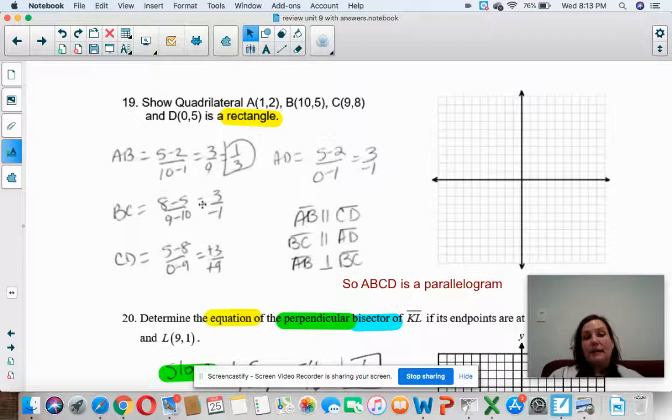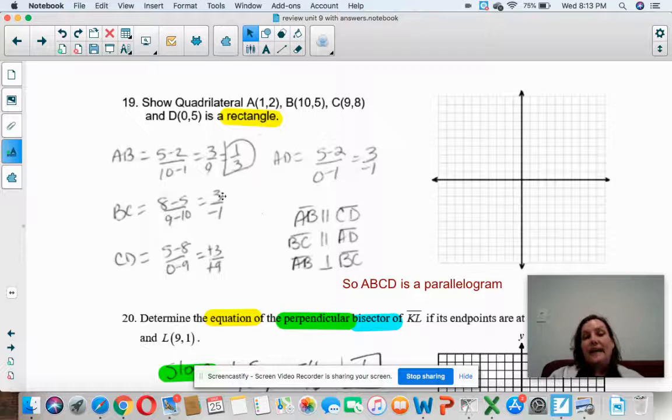BC is, my slope is 3 over negative 1. CD is 3 over 9, which I forgot to reduce, but you can see that these are the same right here. AB is parallel to CD. They have the same slope. AD slope is 3 over negative 1, and see how AD is parallel to BC. So the opposite sides both have the same slope.